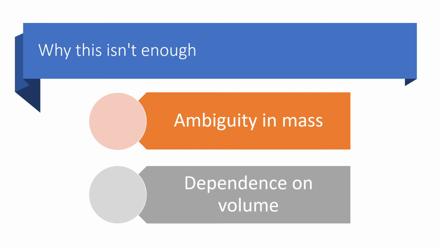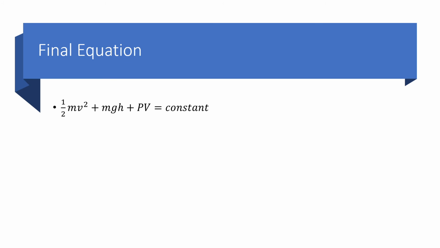So, to get the final equation from our basic half mv square plus mgh plus pV equal to constant, we divide it by the volume. When we take the ratio of mass to volume, we get the quantity called density. So, if we divide the earlier equation by volume, we will get the equation half rho v square plus rho gh plus p, where rho is the density of the liquid or any fluid for that matter. So, for the conservation to hold, this quantity should remain constant. And this is exactly what Bernoulli's principle says.